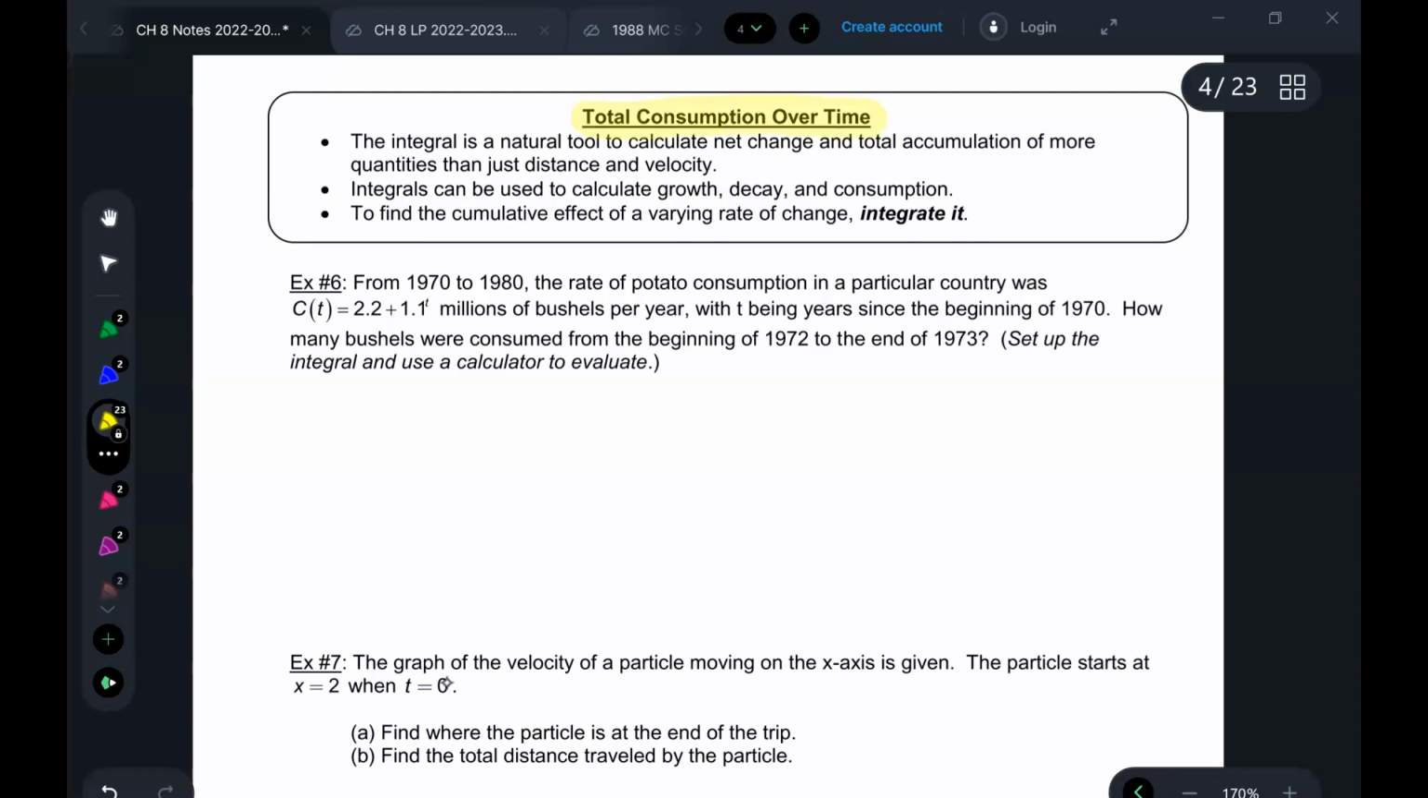Okay, total consumption over time. Yeah, because what time is it? 9:11. Okay.